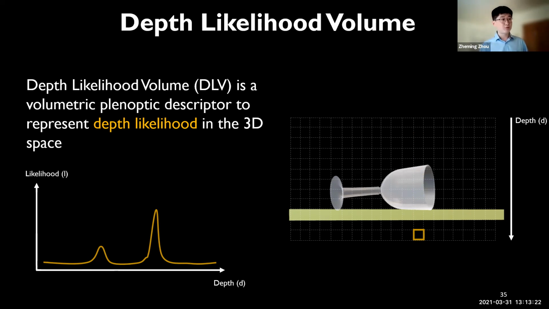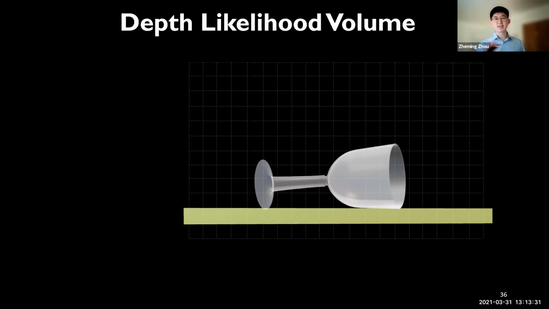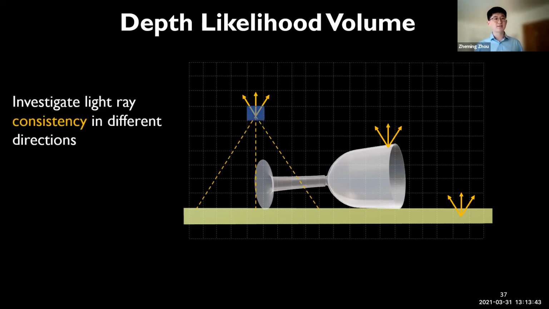Here we give an intuitive explanation. We continue with the setup of a transparent cup laid on an opaque table, and we divide the space into grid cells. We assume that each cell is independent and emits light in different directions. Then we can investigate light ray consistency in different directions under this scenario. For example, for this blue cell, there is no actual surface on it. What you really get is light rays coming from different surfaces. They come from the opaque table, from the transparent cup, or any other things put on the table. In that regard, it will show almost no consistency.